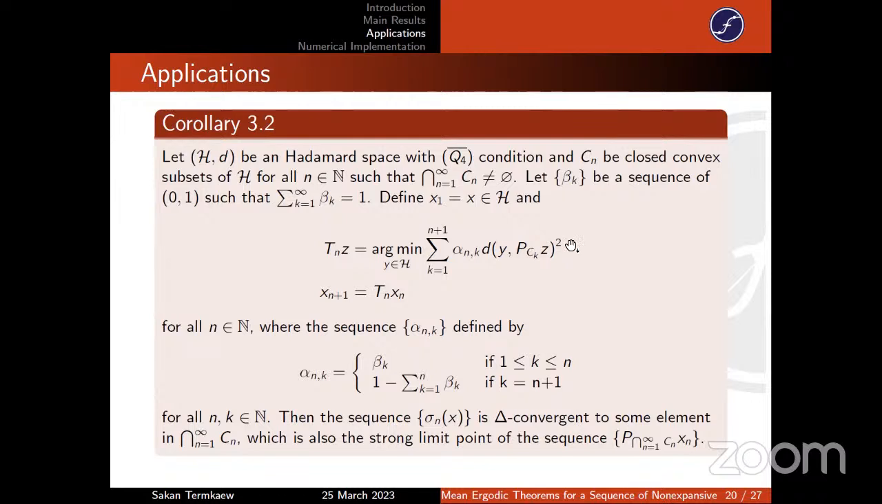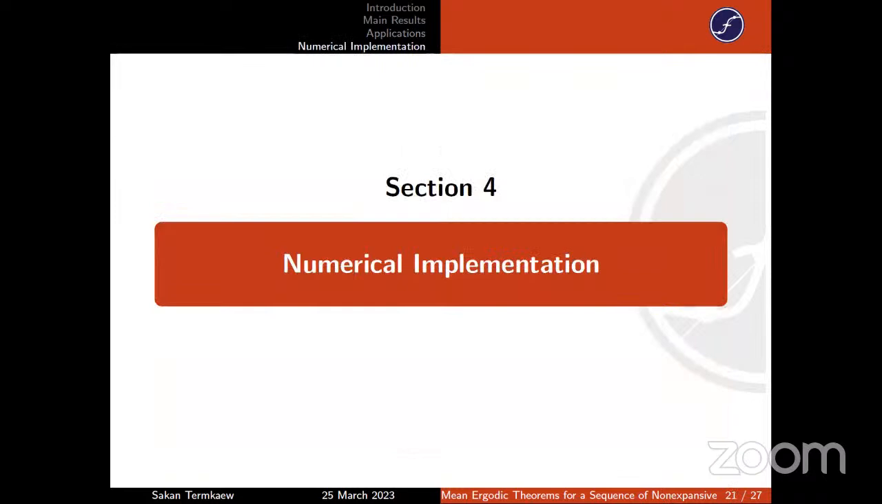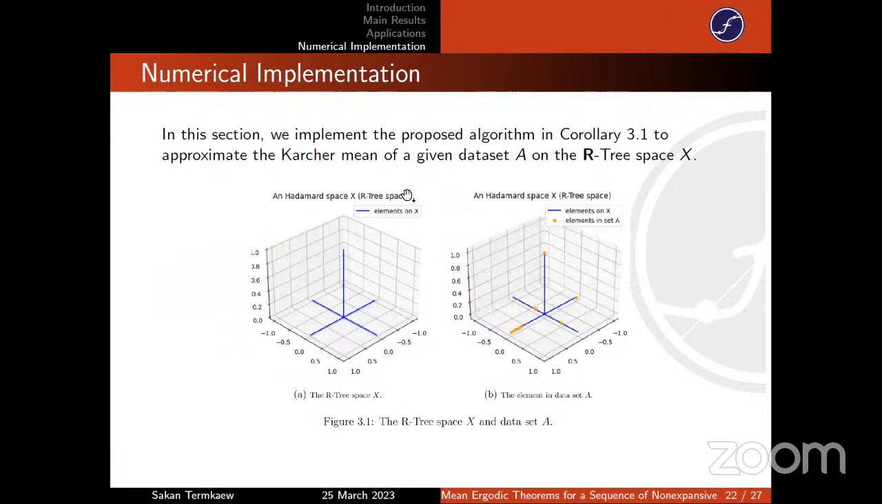Okay, and finally, in section 4, we will give some examples for our first quality T.1. We will show some numerical results of our algorithms. In this section, we implement the proposed algorithm in quality T.1 to approximate the Cauchy mean of a given data set A on an R-tree space X. As I told you about the R-tree space, it satisfies the CAT(0) condition in section 1.